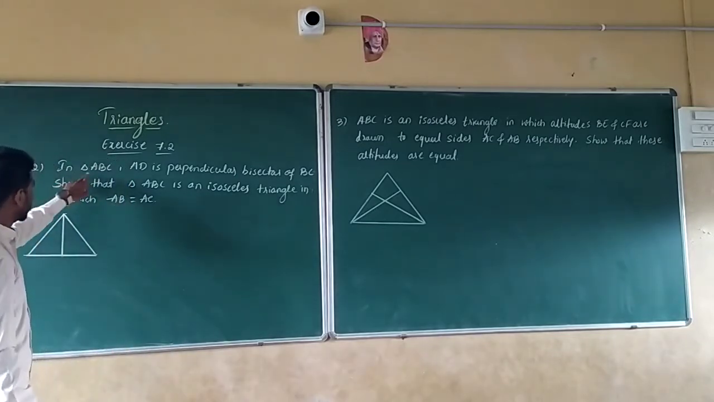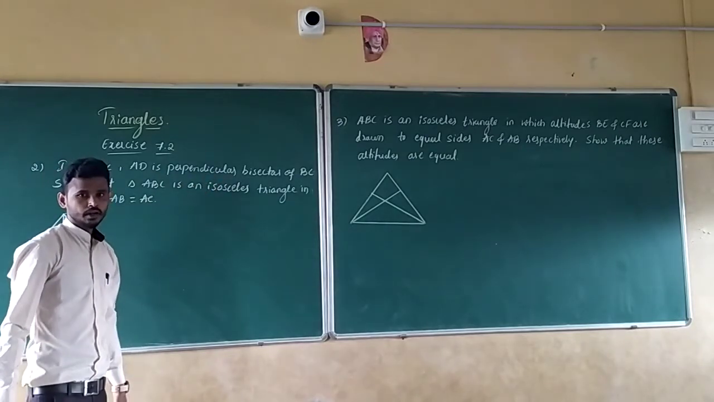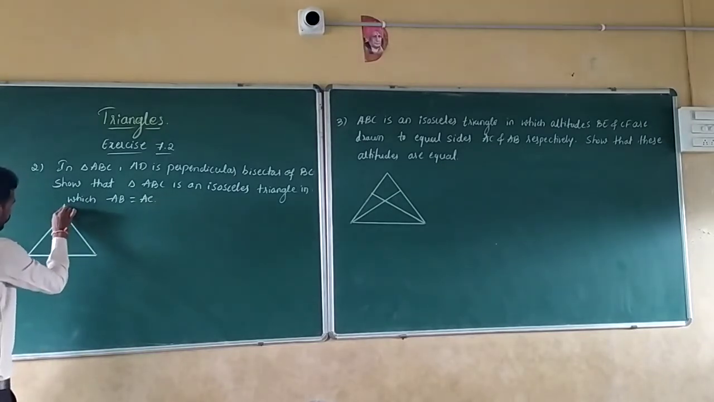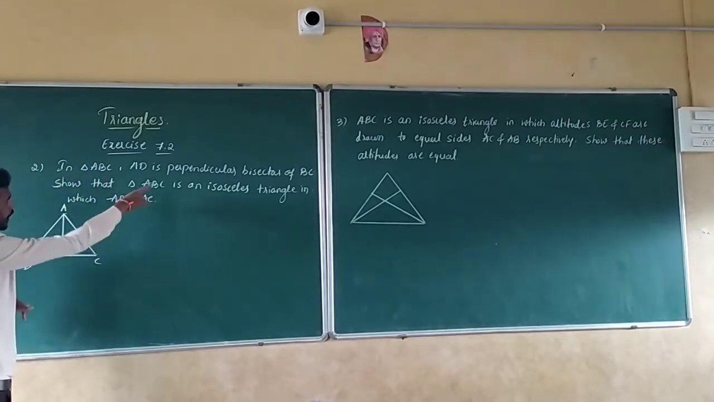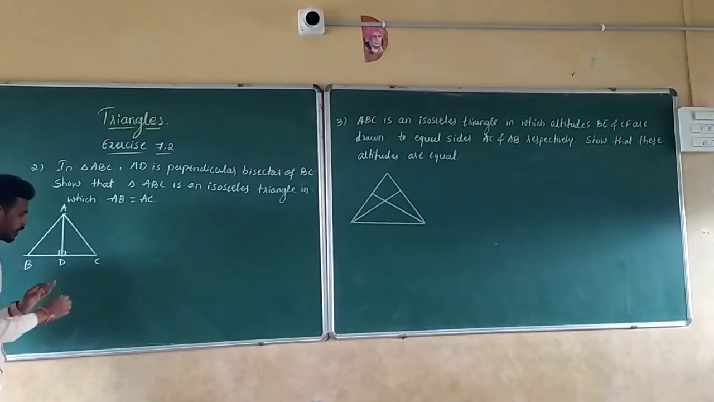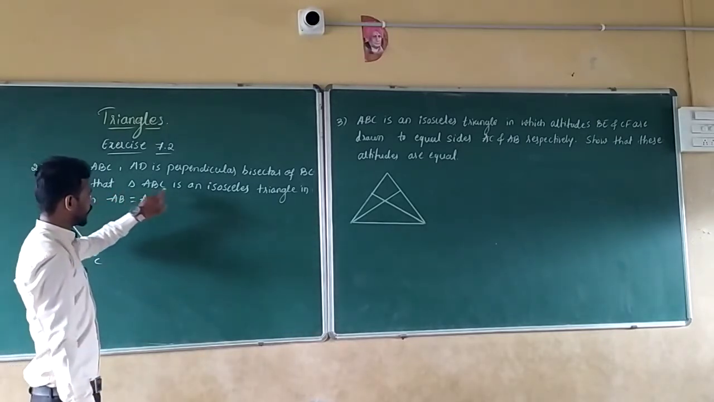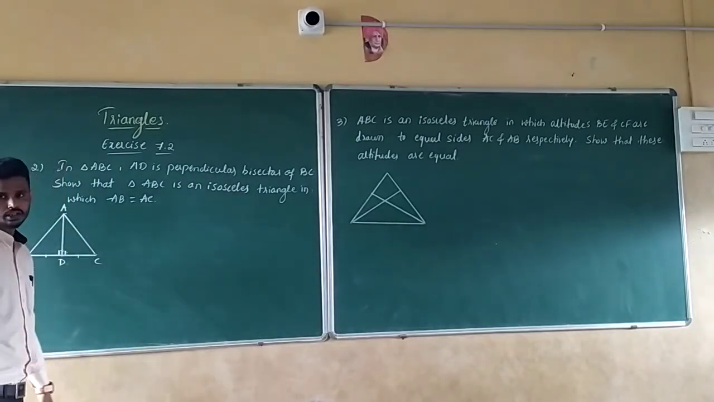In triangle ABC, AD is a perpendicular bisector of BC. Perpendicular bisector means 90 degrees. So this is triangle ABC. In that, AD is a perpendicular bisector: perpendicular means 90 degrees, and bisector means these two sides will become equal. So AD will bisect, meaning BD is equal to CD. Both parts are equal. Show that triangle ABC is an isosceles triangle.